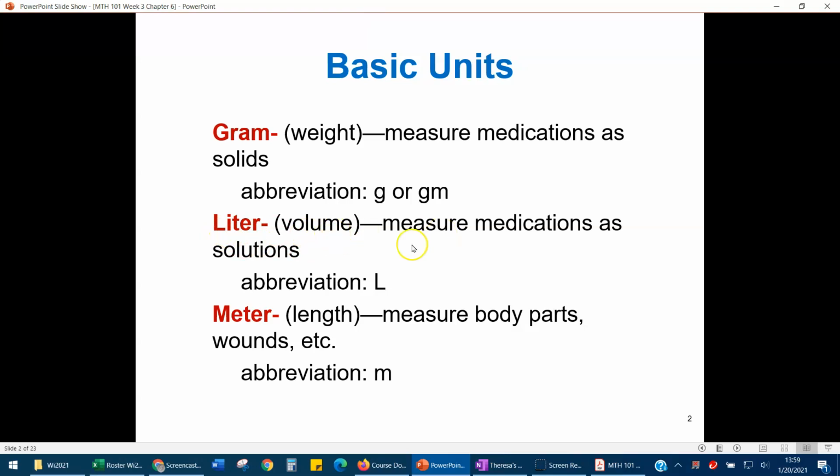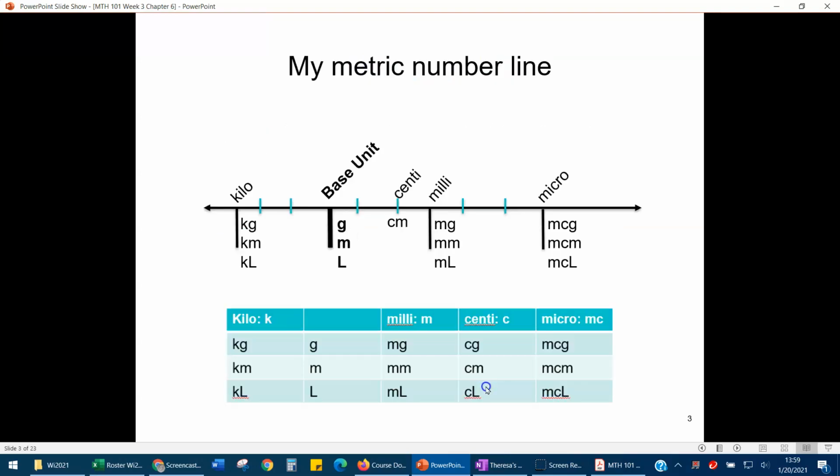For volume, meaning liquid measurements, we use the liter and variations of the liter. The abbreviation for the liter is capital L. And for measuring length, body parts, body wounds, the height of a person, we use the meter and variations of the meter. Abbreviation for meter is lowercase m.